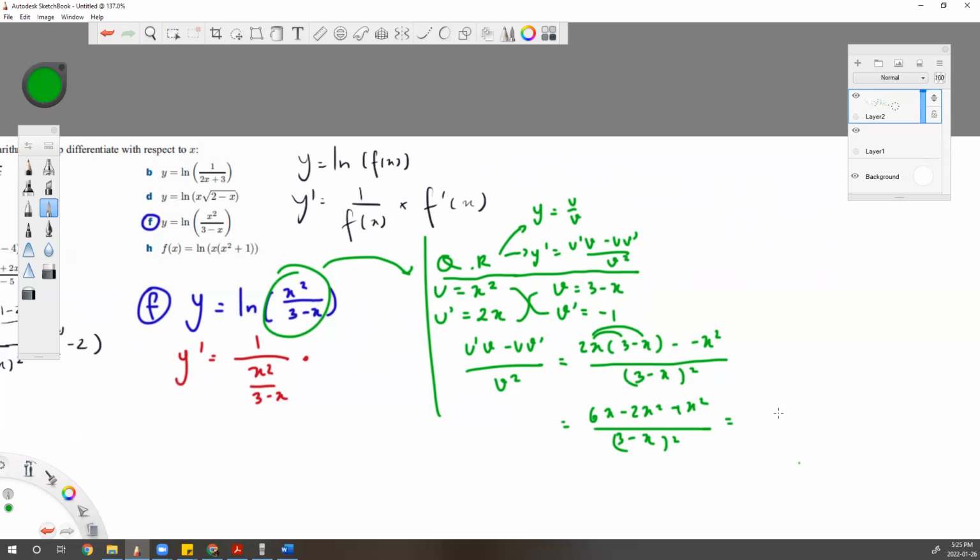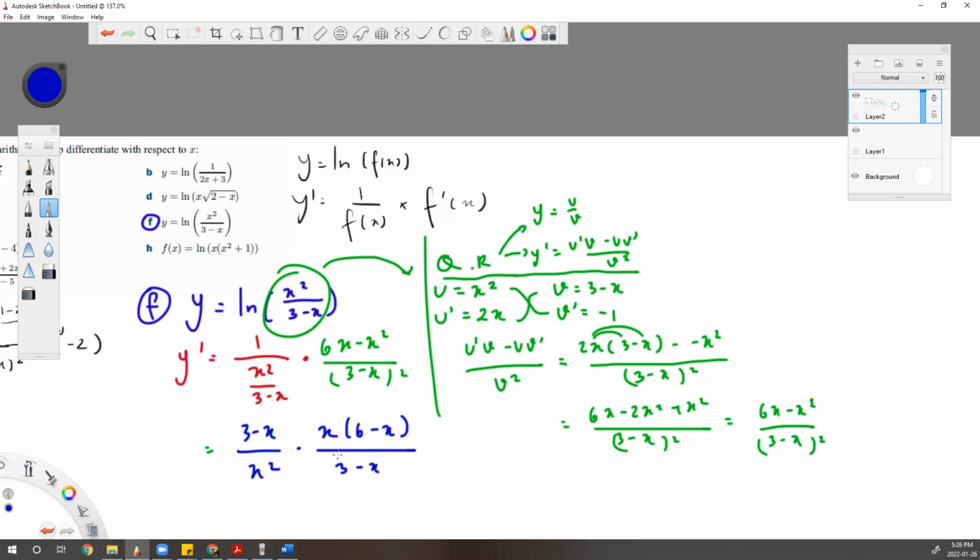The derivative of the inside is 6x minus x squared over 3 minus x bracket square. That's it, so you put it here. And 1 over this, the answer will switch. You just do the reciprocal, so 3 minus x over x squared. We can cross so many things, so many numbers, so many variables. I get rid of the x, 6 minus x over 3 minus x bracket square.